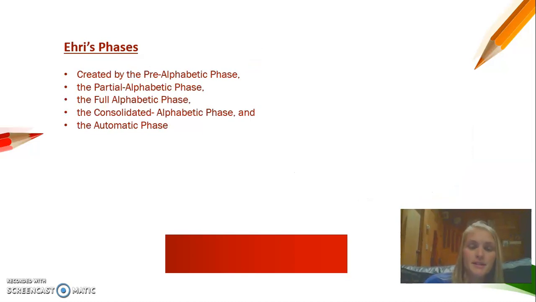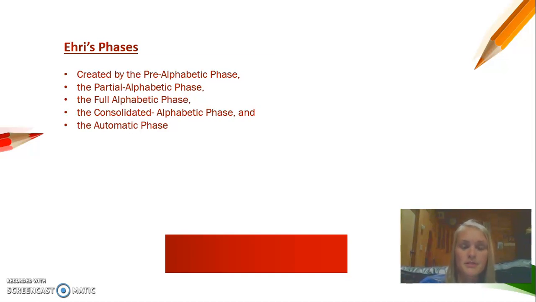The phases are listed in sequential order, starting from when students are just entering the reading process. In the pre-alphabetic phase, students really don't have an understanding of many reading skills, and that's like preschool and kindergarten. They're just guessing words and reading from memory.